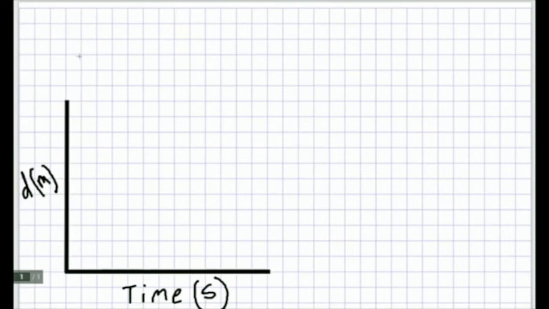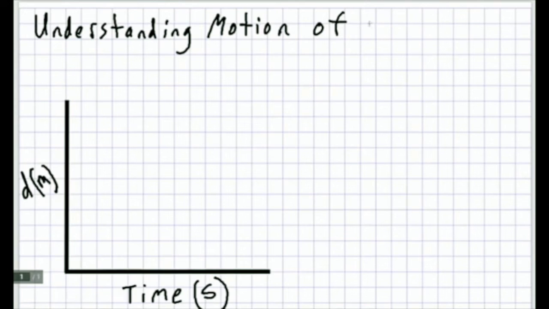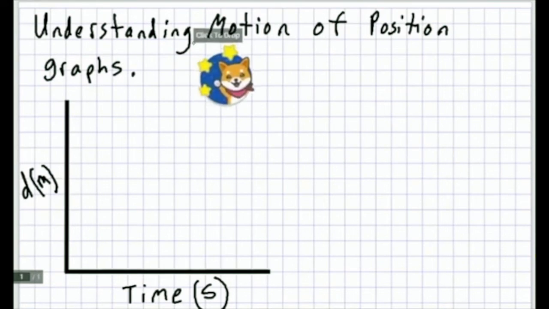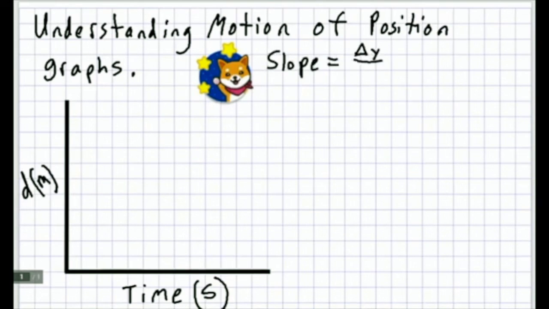Alright guys, let's get started with our position versus time graphs. And these notes are going to be about understanding the motion of position graphs. Whenever we're looking at a graph, we want to be able to understand what it is telling us. And something really important about this graph is its slope and what it means. We know that slope is just the change in y over the change in x. And for this graph, that would be meters over seconds, meaning meters per second. And we know that meters per second are the units of velocity.